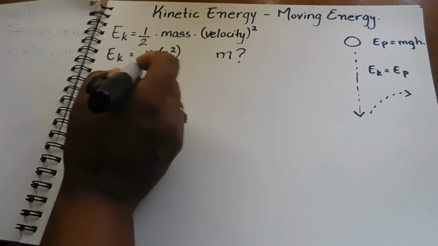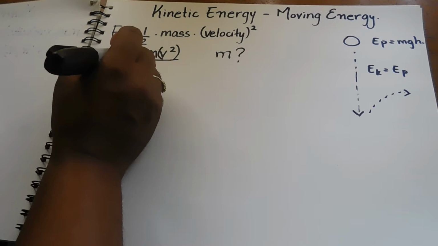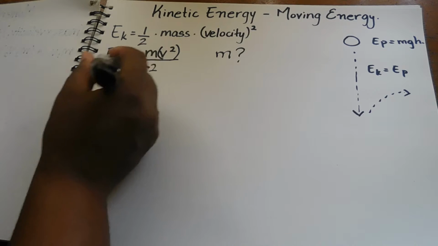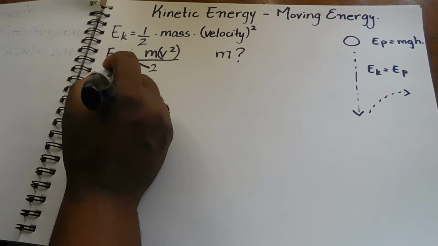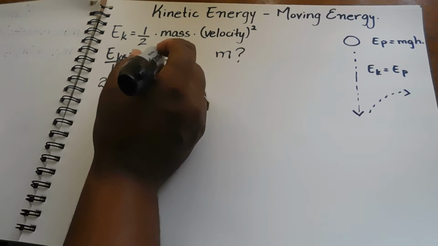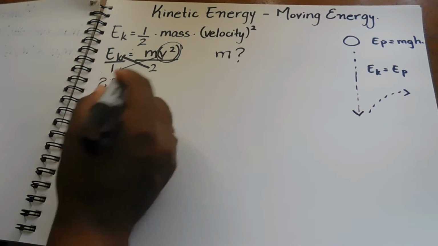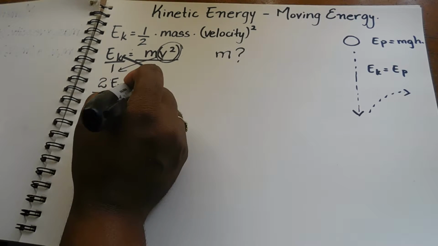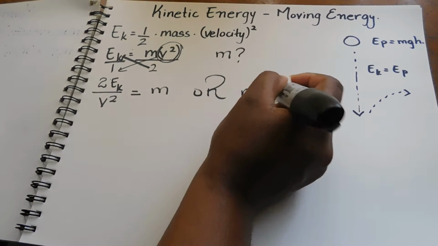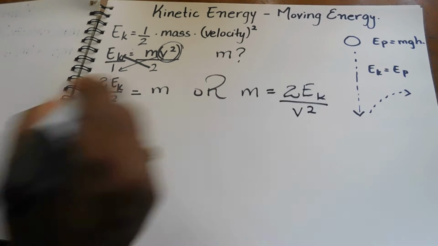So suppose you wanted to find m. Right? M, again, we put this over 1. We move the 2 where? Diagonally across the negative sign and upwards above the 1. So we end up with 2 EK. And then you want to keep the M over here. So what are you going to move? This diagonally downwards over V squared equals to M. Or M equals to 2 EK over V squared.